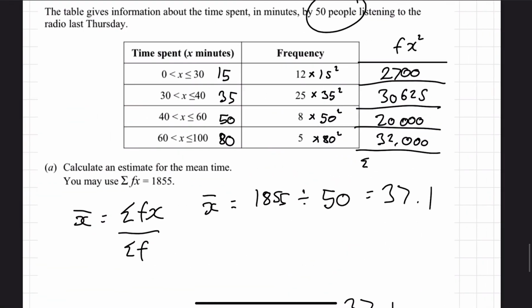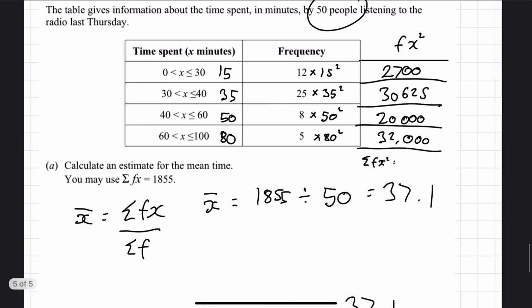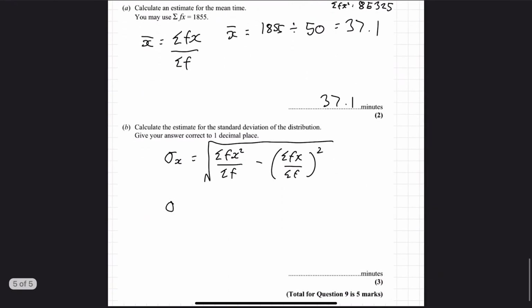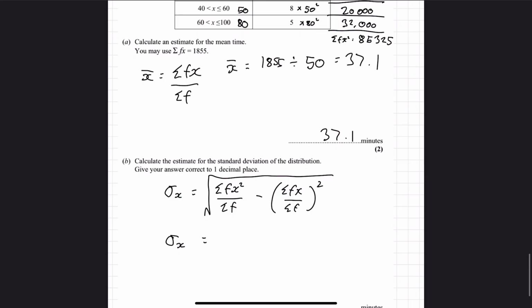So now I'm going to add up my fx squared. So I'm going to write here my sum of fx squared. And that is just adding these numbers together. So 2700 plus 30625 plus 20,000. I'm going to do it again. I think I might have made a mistake. 2700 plus 30625 plus 20,000 plus 32,000. And we have 85,325.